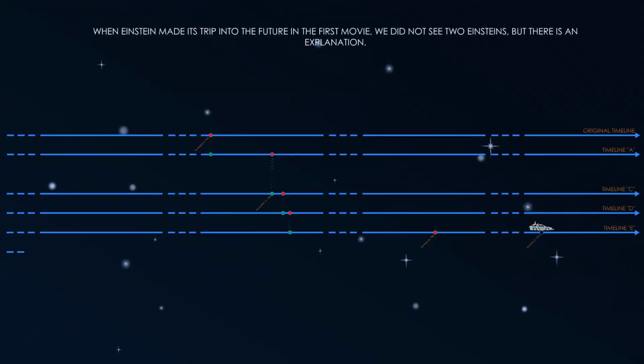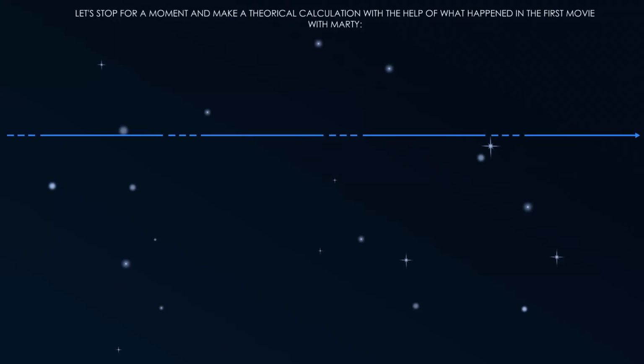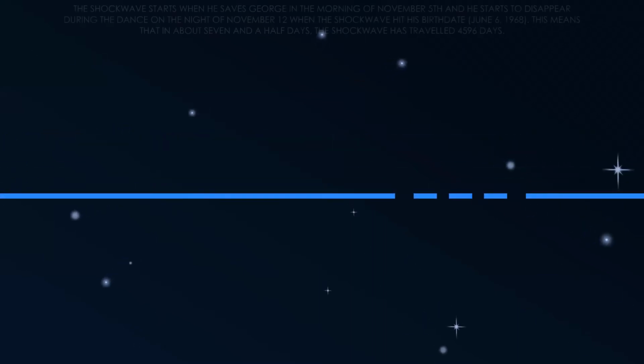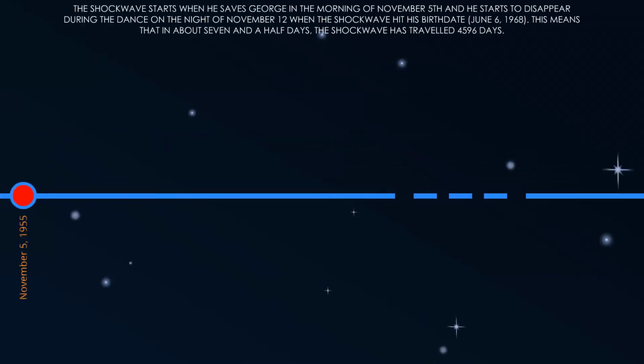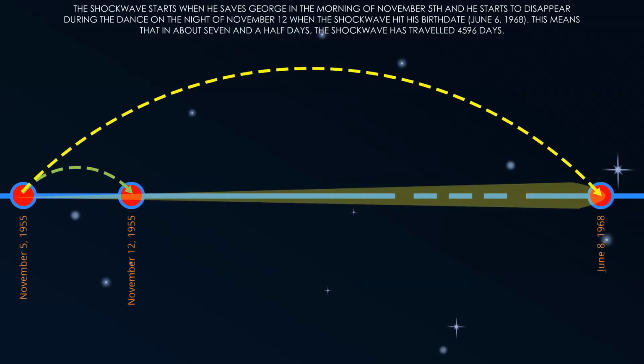When Einstein made his trip into the future in the first movie, we did not see two Einsteins, but there is an explanation. Let's stop for a moment and make a theoretical calculation with the help of what happened in the first movie with Marty. The shockwave starts when he saves George in the morning of November 5th, and he starts to disappear during the dance on the night of November 12th when the shockwave hit his birthdate, June 6, 1968. This means that in about 7.5 days, the shockwave has traveled 4,596 days.